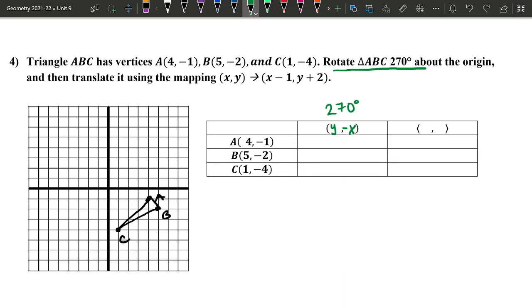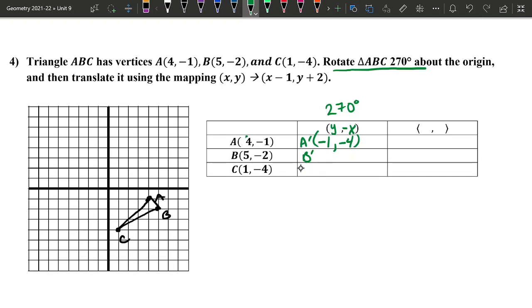So I need to change the sign of x. Always change the sign before you swap them. Change the sign of x, and then they switch places. So x is 4, so -4, and I'm going to move it to the y spot. So that means -1 becomes x. And that's A prime.